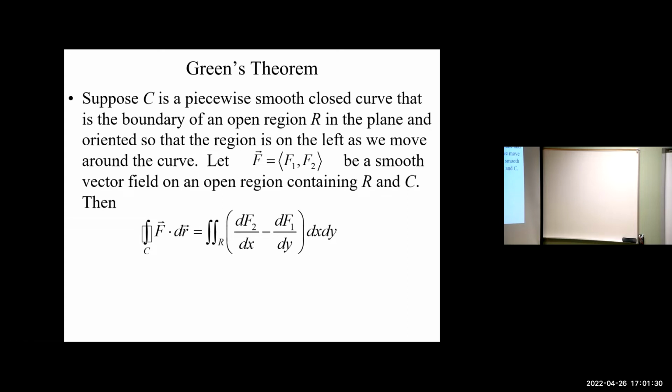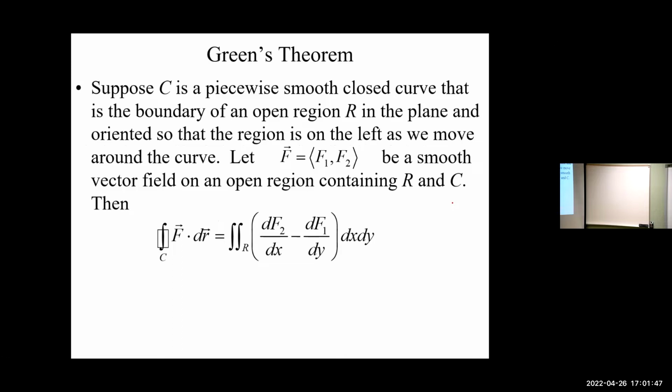As long as it's oriented so that the region is on the left, so if we're going in a counterclockwise direction, and F1, F2 is piecewise smooth, then we can use what's called Green's theorem, which converts the line integral into a double integral over the region R of, this guy should look familiar, that's the curl.